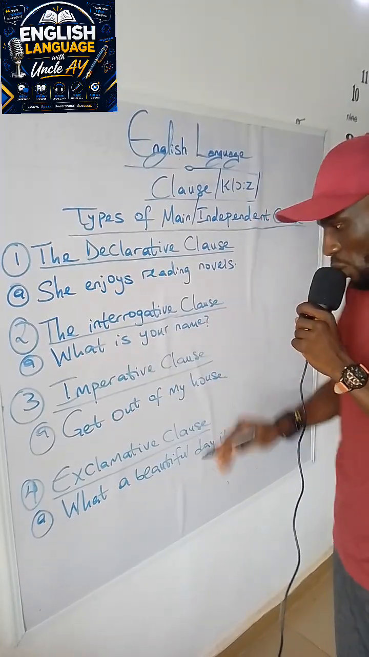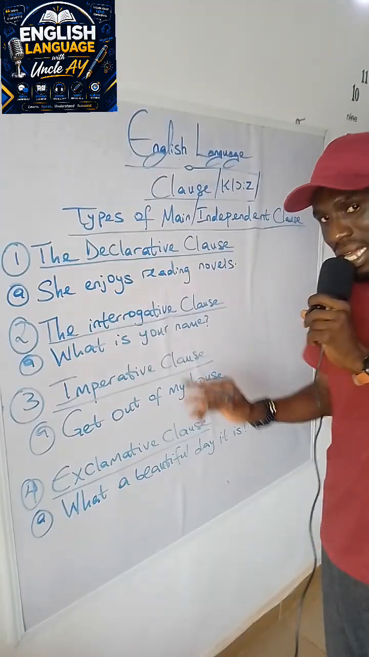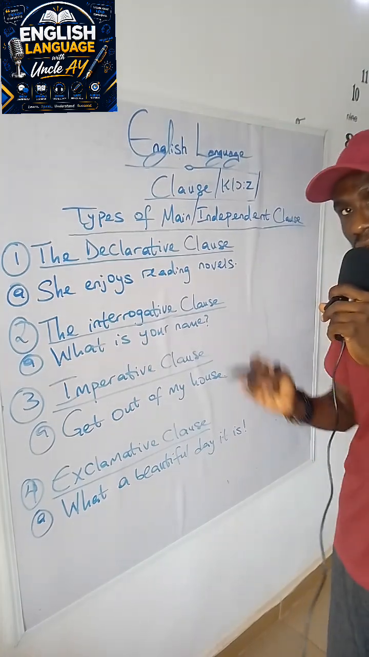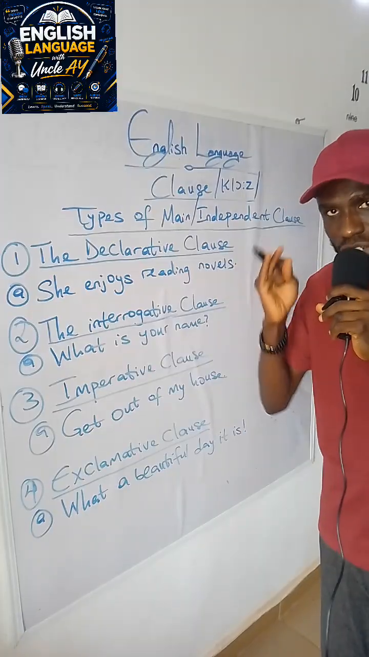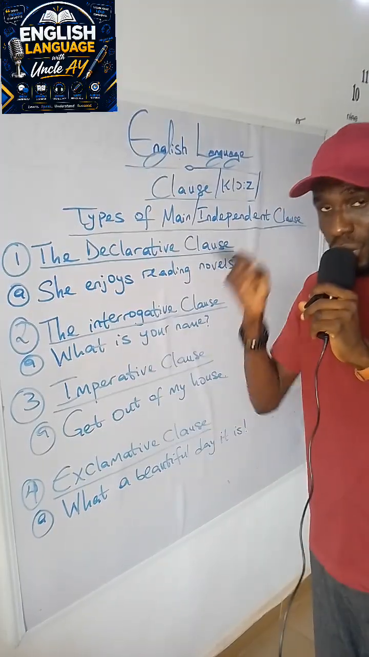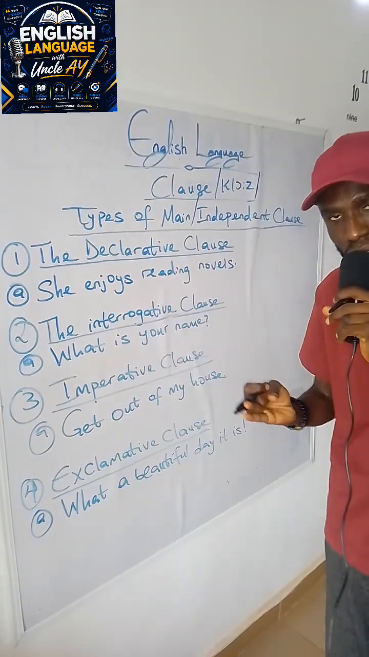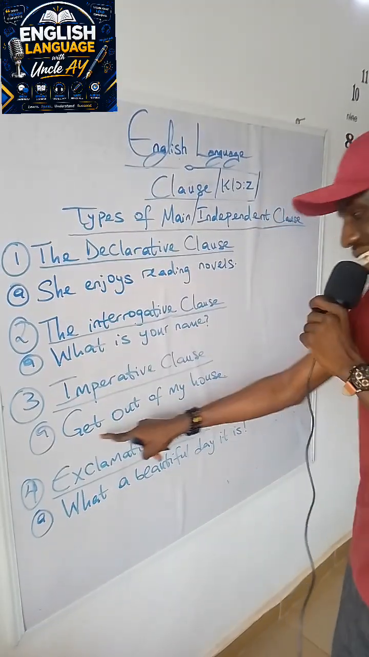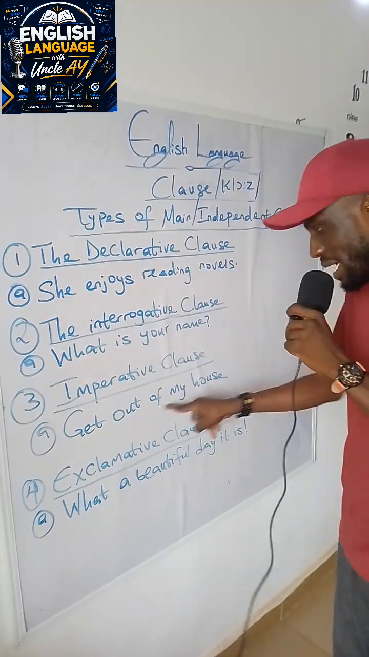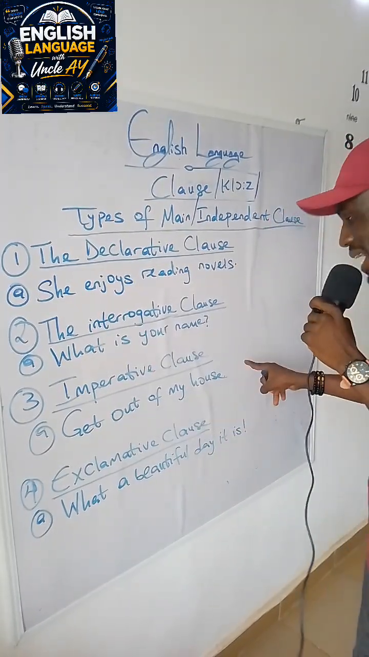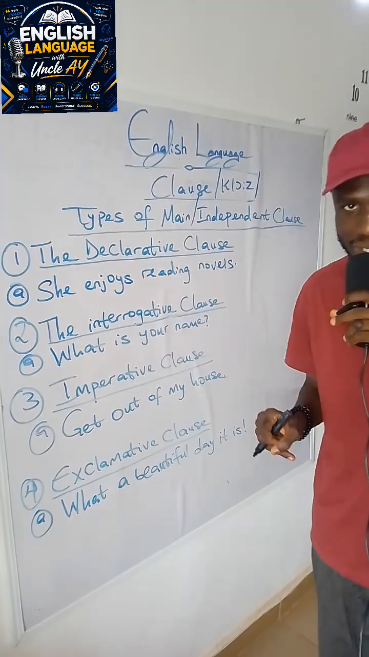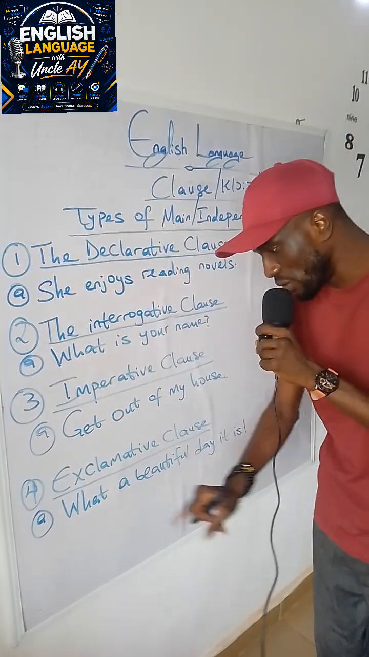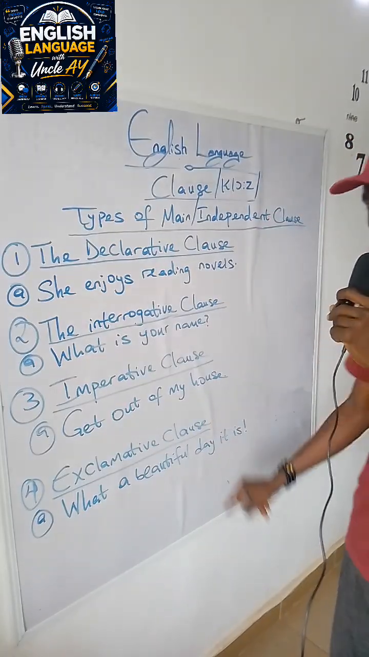So that said, the next one is an imperative clause. An imperative clause is one that gives a command, a request, or an instruction, sometimes an advice too. So it gives a command, an instruction, a request, or an advice. So that said, you have an example here, get out of my house. So this right here is a command, get out of my house. How about please sit down? That is a request.